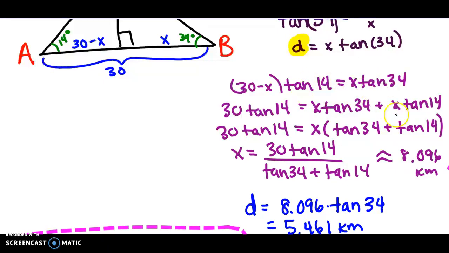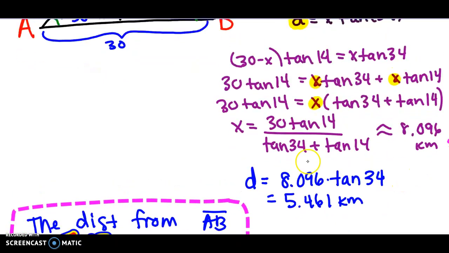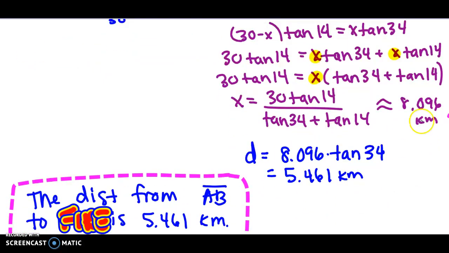So I just did a bunch of algebra, basically. I distributed that, brought the term with x so that they're both on the same side. I factored out a GCF of x, divided. So I got that x was about 8.096 kilometers. Then I just resubstituted that into either one of my equations that were already solved for d, and I got that the distance was 5.461 kilometers.